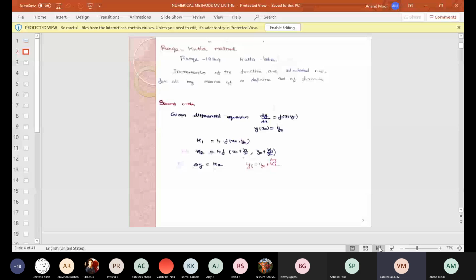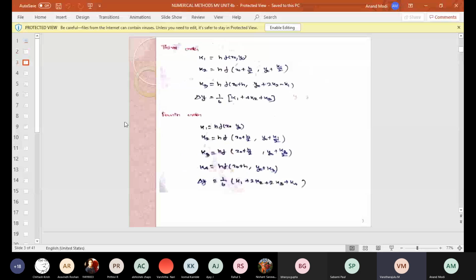And please make a note of the other formulas, that is the third order Runge-Kutta formula, and subsequently the fourth order Runge-Kutta formula. Please make a note. With these formulas, we are going to solve the problem. Usually we need to go ahead with the fourth order Runge-Kutta method, unless otherwise stated in the problem. We have to prefer the fourth order Runge-Kutta method.